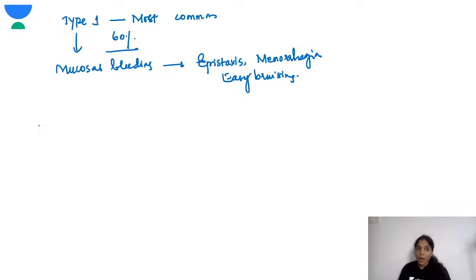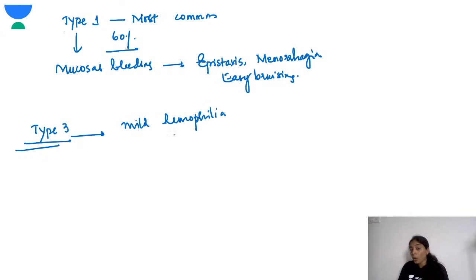Next, in type 3, how will they present? I've told you there is complete absence. So in type 3, since there is complete absence, they'll also have a presentation of mild hemophilia. Basically they'll have severe platelet symptoms, along with features of mild hemophilia. So remember, there is mucosal bleeding, plus they will have joint bleeds and muscle bleeds.